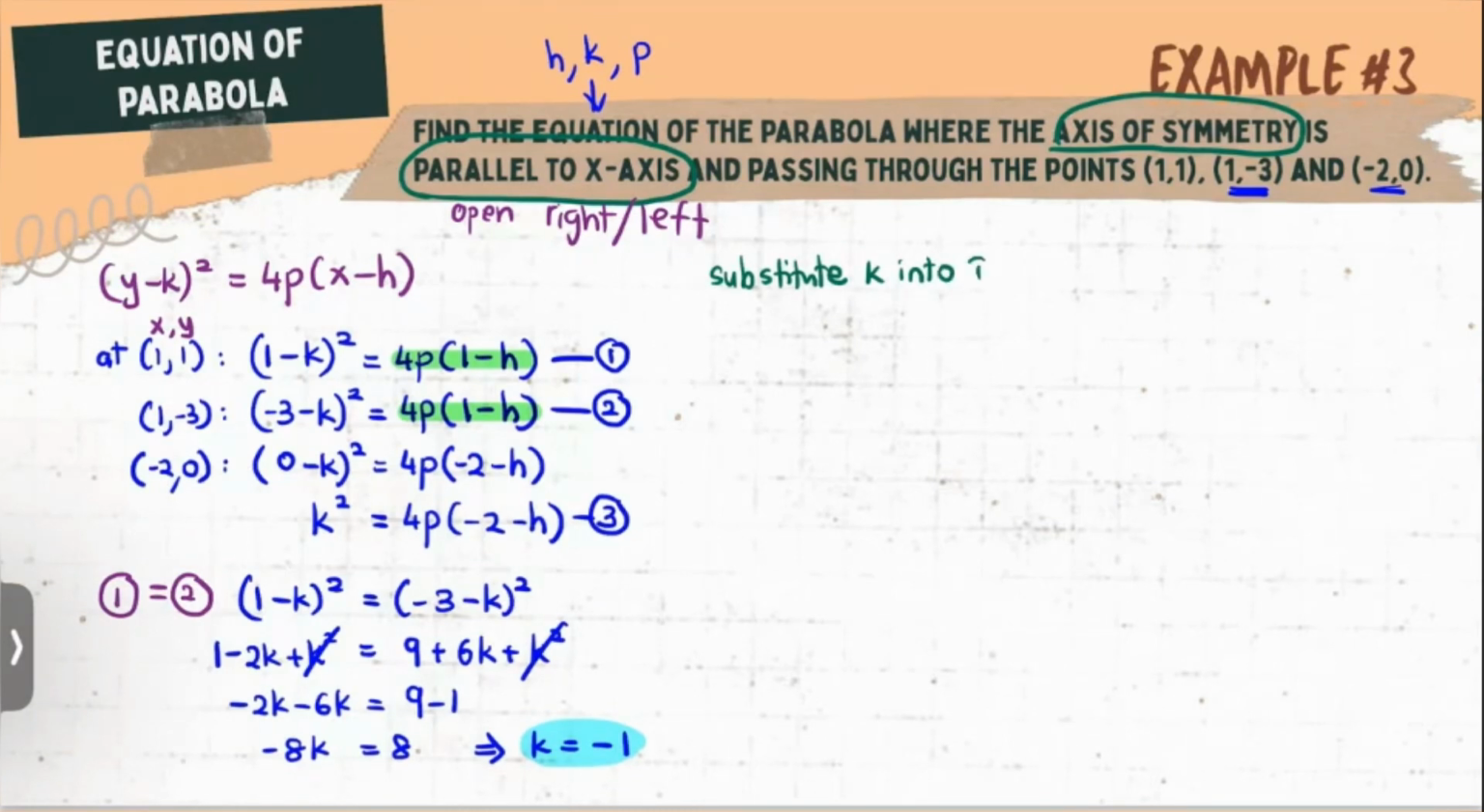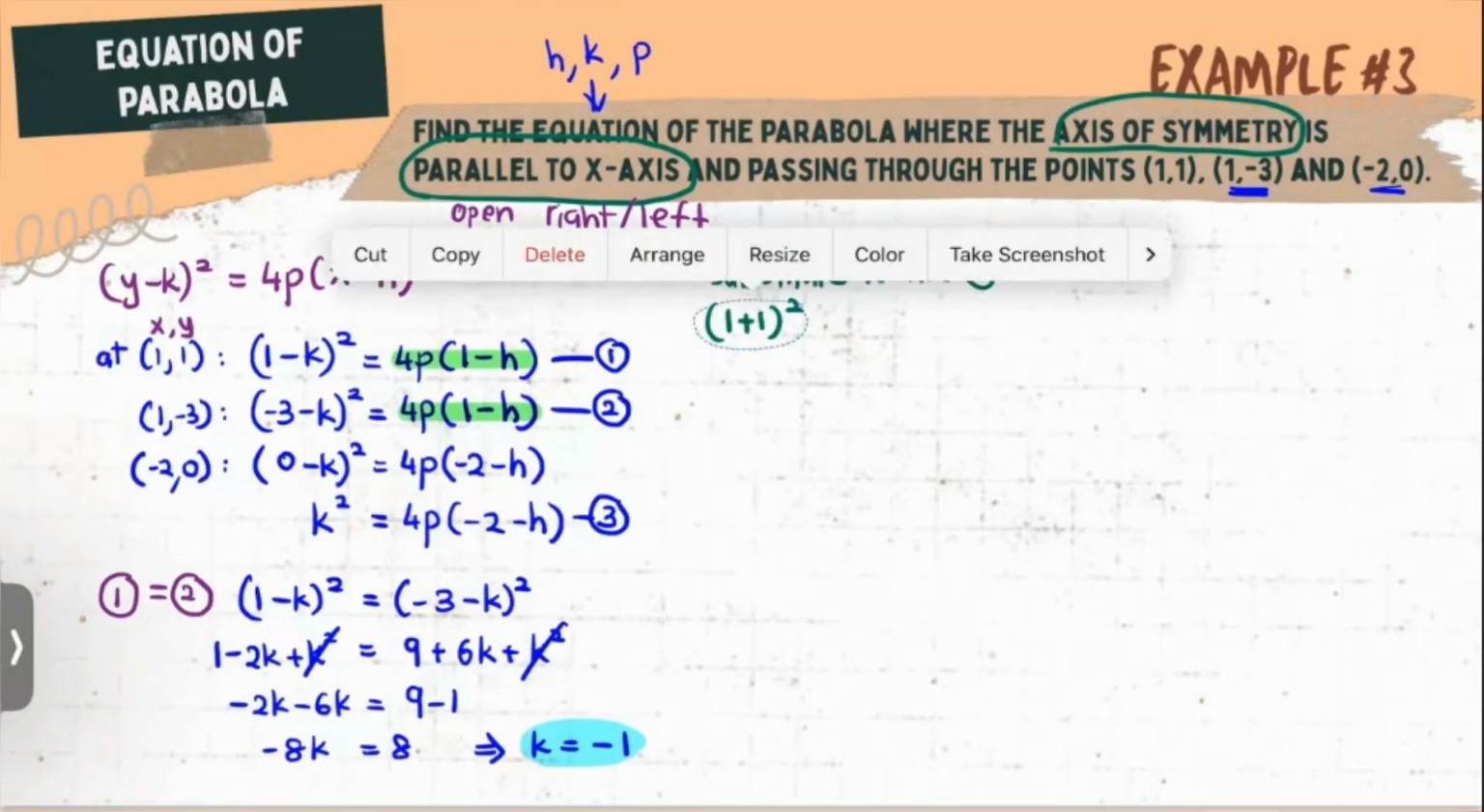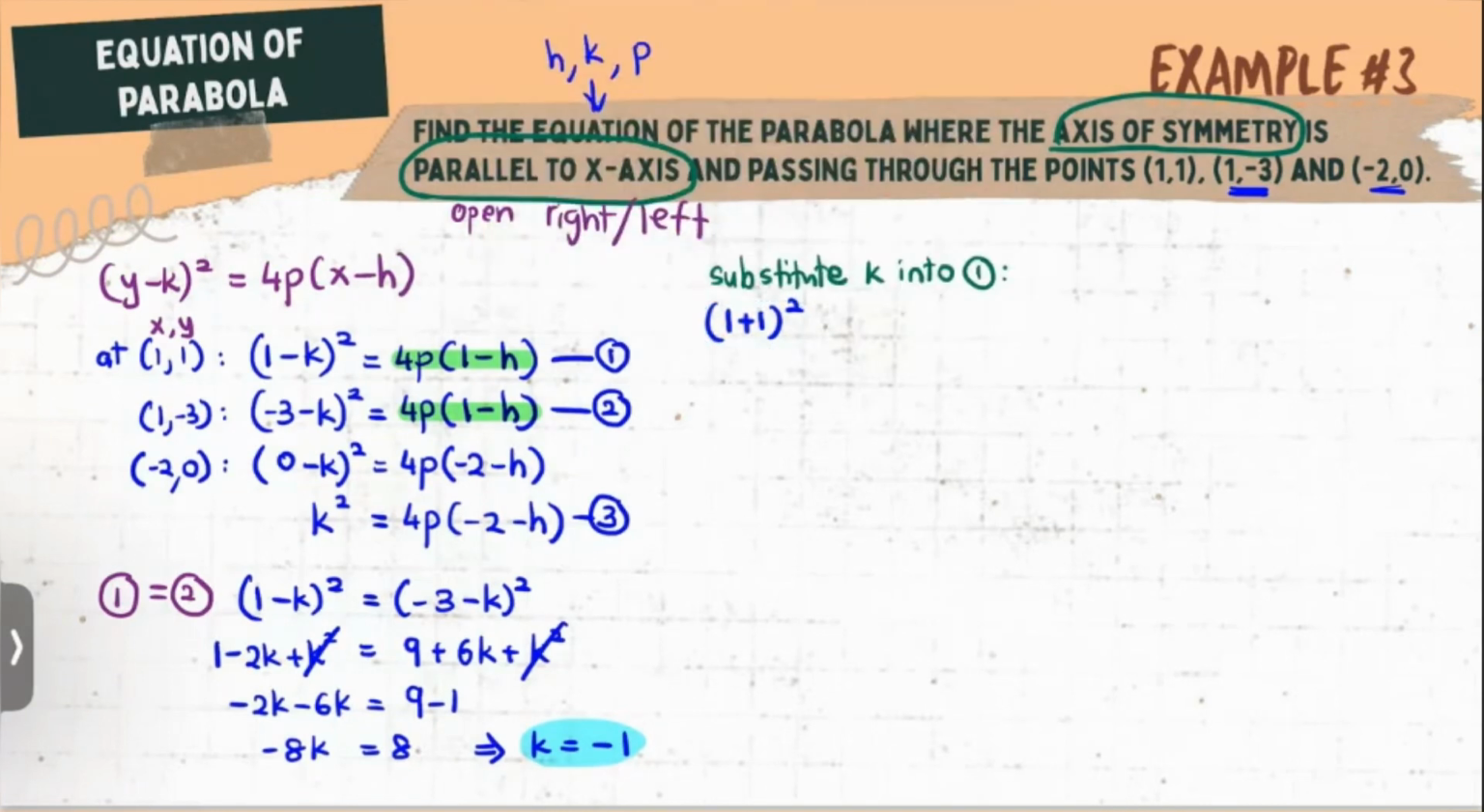1. So saya ada 1 plus 1 squared. Oh, sorry. Ini saya nak gunakan color biru. Okay. So 1 plus 1 squared equals to 4P 1 minus H. 1 square adalah, 2 square adalah 4. 4P 1 minus H. And saya biarkan dia macam ni. Okay, so this will be my fourth equation.